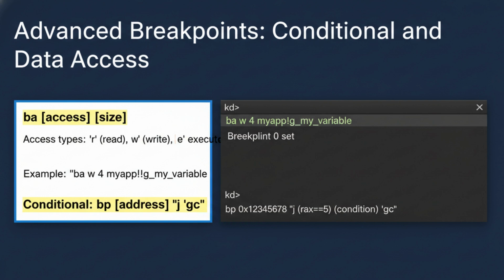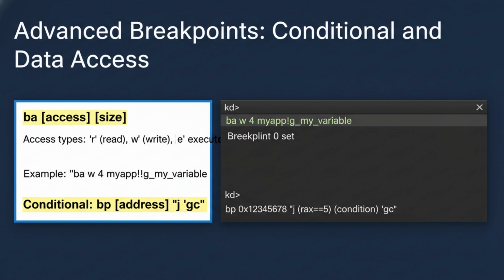Moving beyond simple software breakpoints, let's explore the power of advanced breakpoints like hardware and conditional ones. Hardware breakpoints, set with the BA command, are fantastic for monitoring memory access. The syntax is BA access size address. Here, access can be R for read, W for write, E for execute, or I for I/O. Size specifies the byte length, and address is the memory location. For instance, BA W4 myapp!gMyVariable would break whenever the 4-byte global variable gMyVariable in myapp is written to.